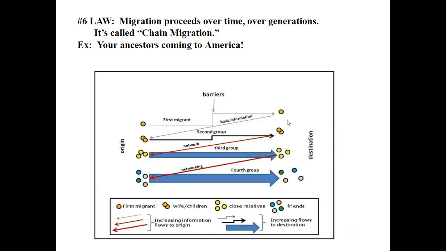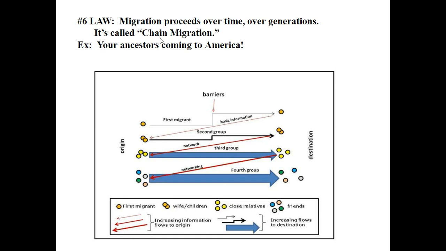Okay, your sixth law is the idea of chain migration. Migration proceeds over time, over generations. So maybe the male went and set up a job and got the house and then sent for the rest of the family.